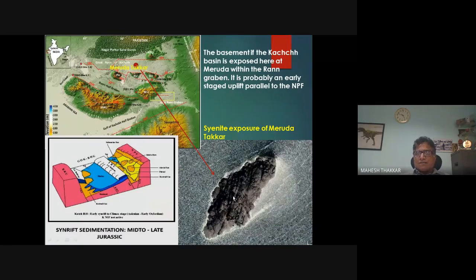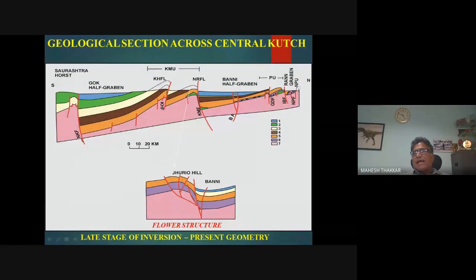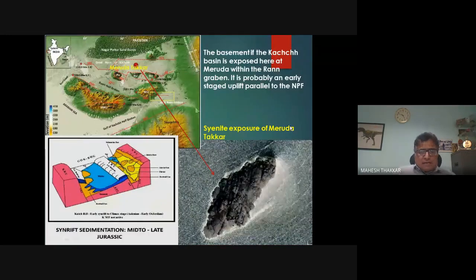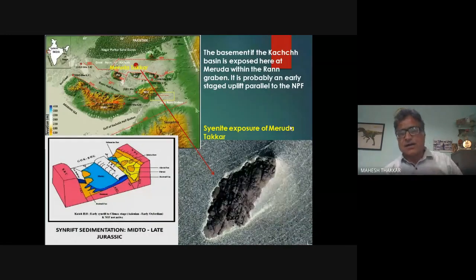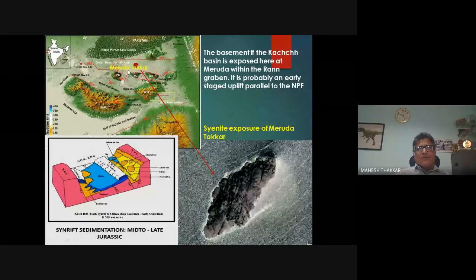So now let us go back to this particular NPF, that means the Run graben system. In the Run graben system, I take from the northern part. Look at this Run graben. With this picture you can see the Nagar Parker uplift and the Island Belt uplift. And between Island Belt and Nagar Parker, there is the Great Run of Kutch.